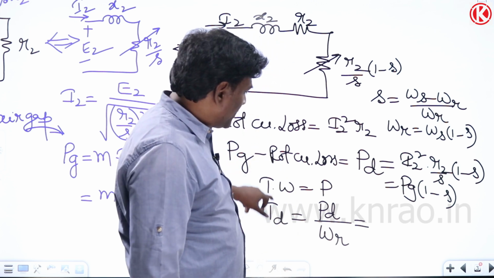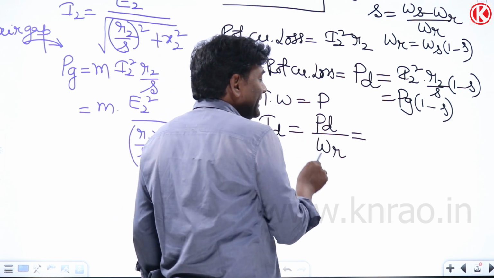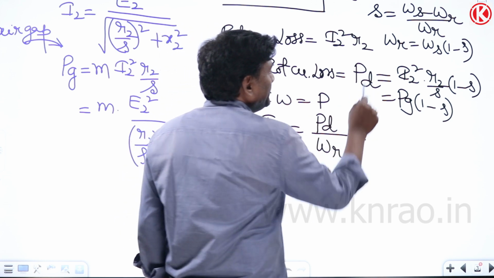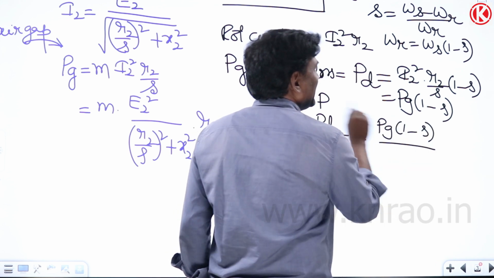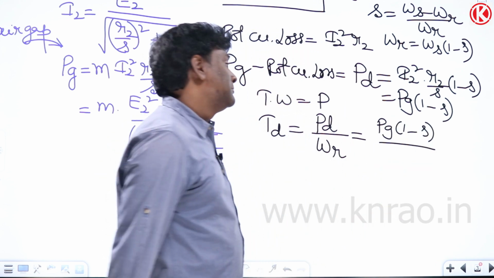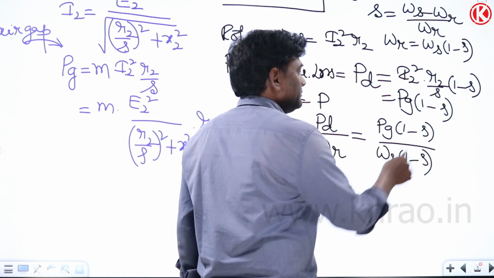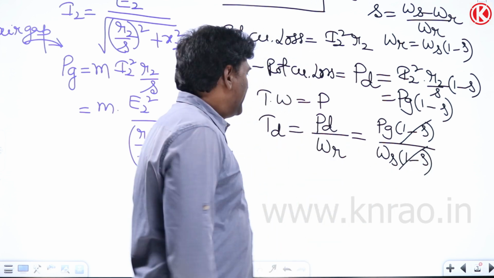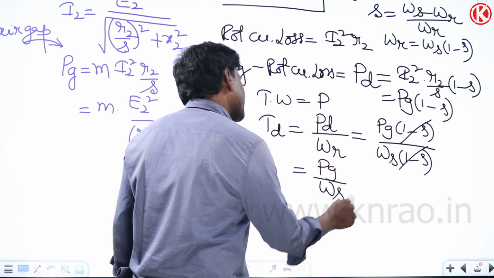Now come back to torque. Developed torque, what is developed torque? PD divided by omega R. Now what is PD? PG into (1 minus S), divided by omega R, which is omega S into (1 minus S). Cancel this. Then this is going to be PG by omega S.